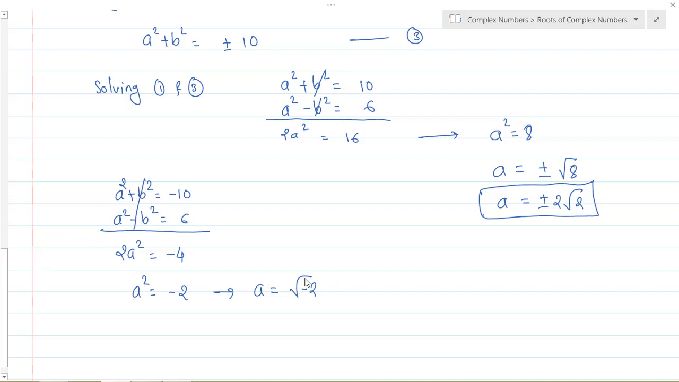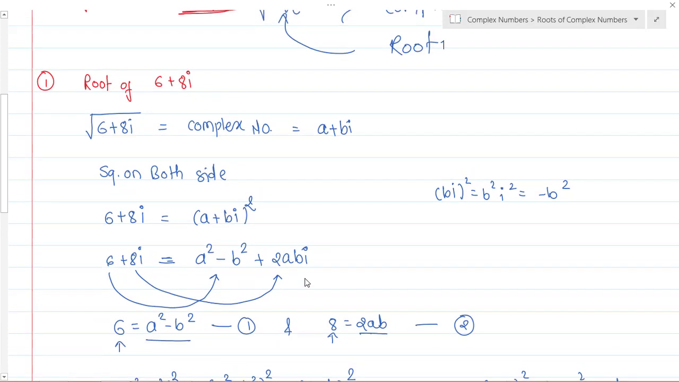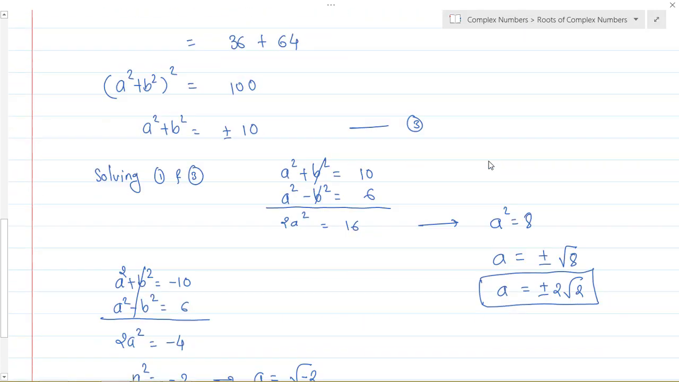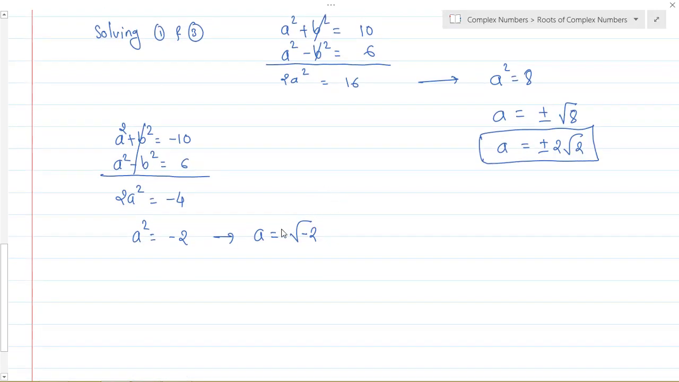Tell me whether a equal to root of minus 2 is possible. Of course not possible, because in the definition of complex numbers we have already seen that a and b are purely real numbers. So we cannot have a as an imaginary number. So a square plus b square equal to minus 10 is definitely the wrong one. So the correct value of a is plus or minus 2 root 2.